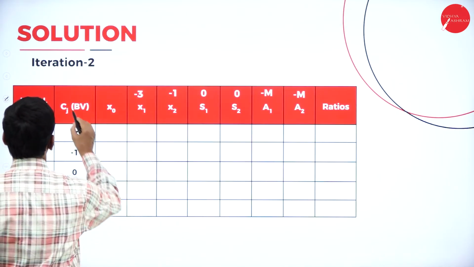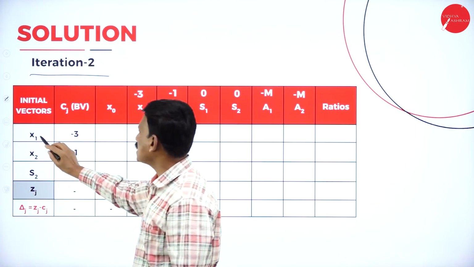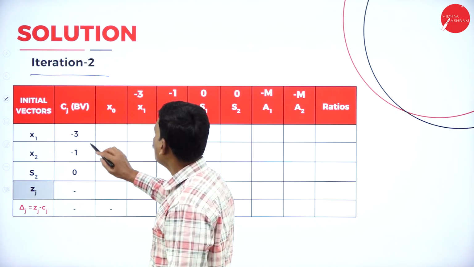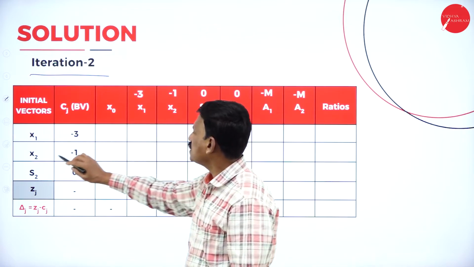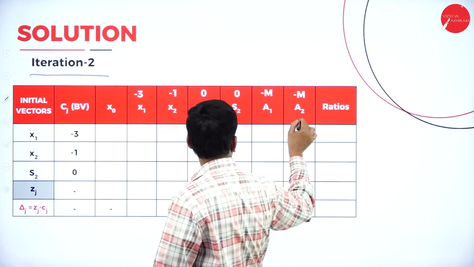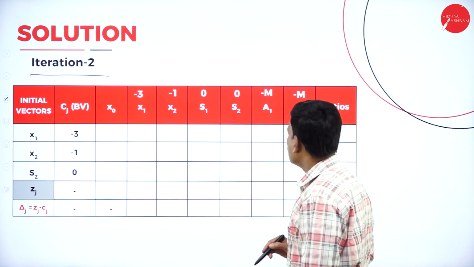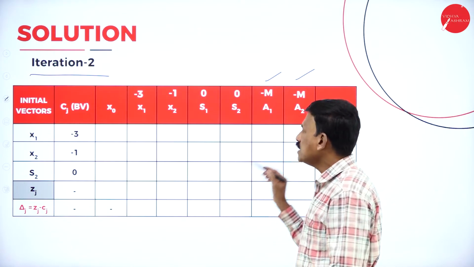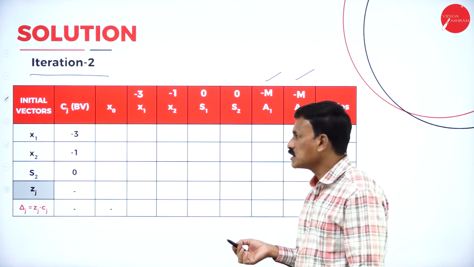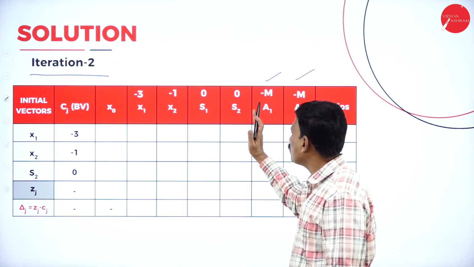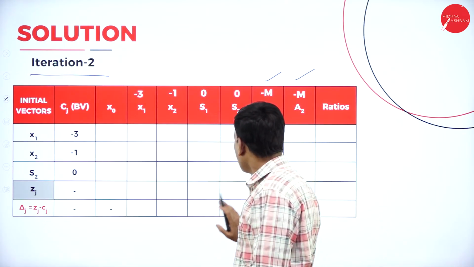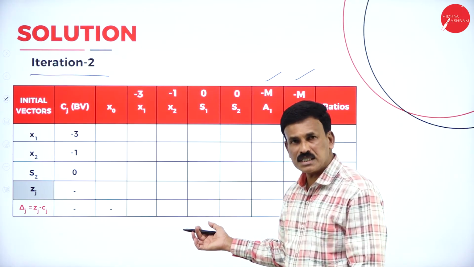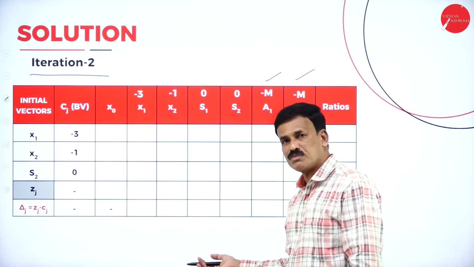In the second iteration, we will have the initial vectors x1, x2, s2 and delta j, zj minus cj. And the coefficients of the basic variable: x1 is minus 3, x2 is minus 1 and s2 is equal to 0. Now here, if you want, you can remove this a1 and a2, because a1 and a2 are already outgoing variables. So what is left over? You can perform the operation up to this, that is enough. Now verify whether all the values up to this are negative or positive. If you reach positive, then the optimality is reached. If it is negative, then go for one more iteration.